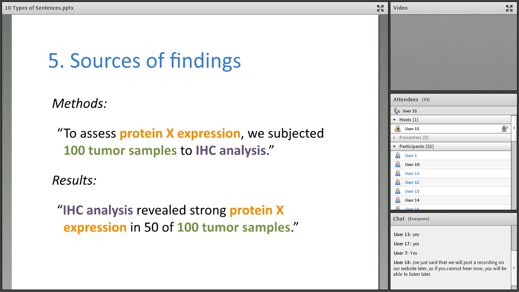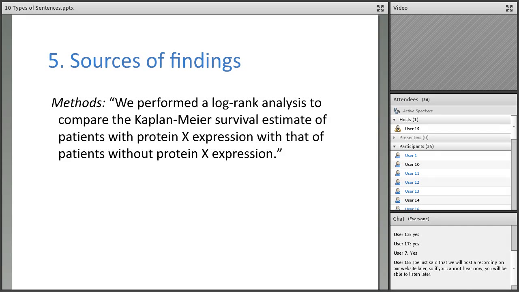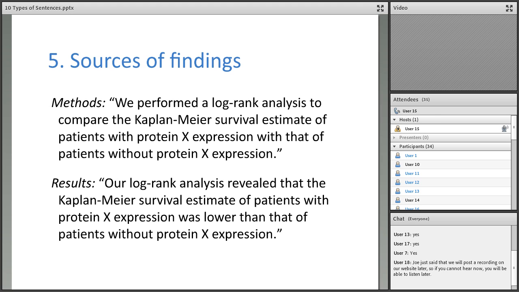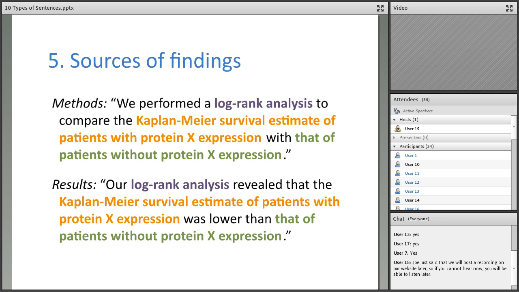And that can be done by repetition of keywords. So you can see how this helps the reader do as little work as possible to understand your study and what you found. So in the methods, if you have another example here of performing this log-rank analysis, you would have in the results a similar sentence with repetition of keywords.